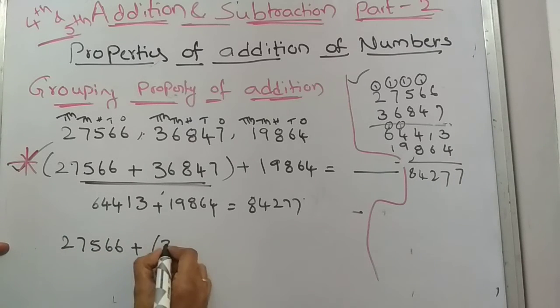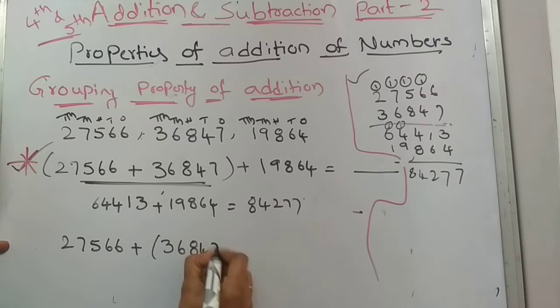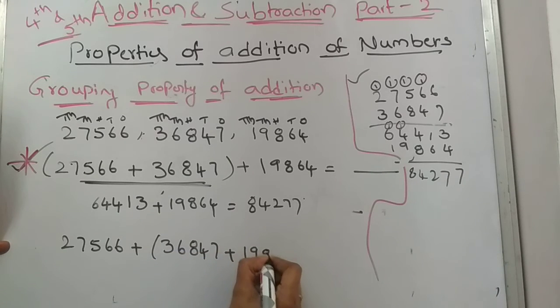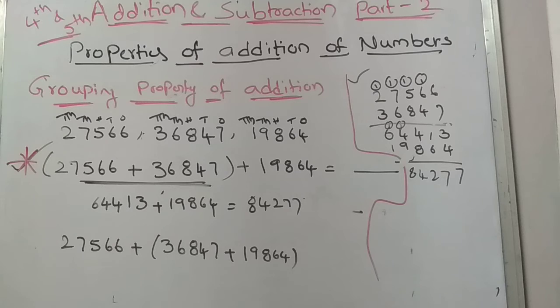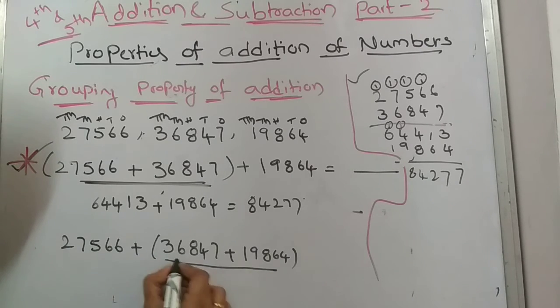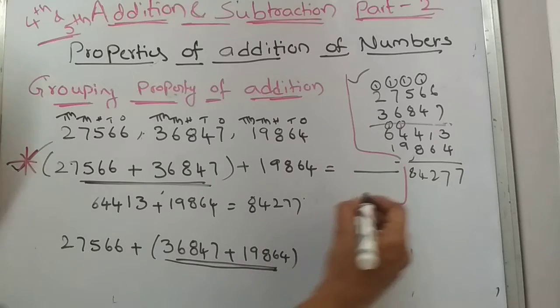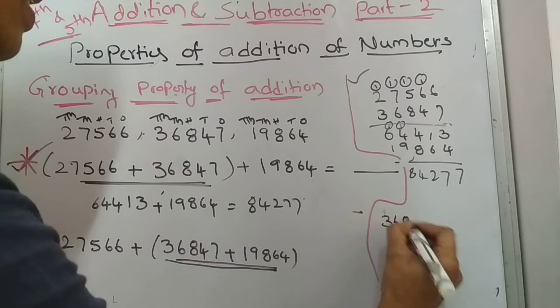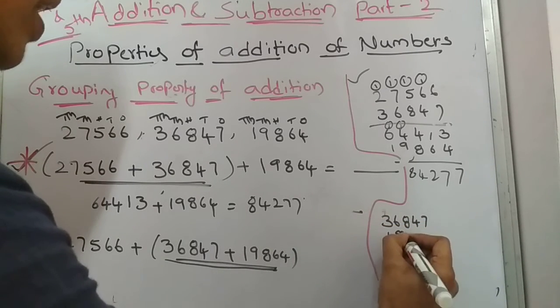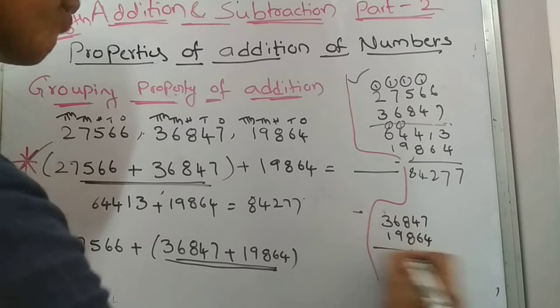Then 27566 plus 36847 plus 19864. What did I do here? The first number I wrote as it is. Then the second and third numbers I wrote within the brackets. First we should do the operation in the brackets, right? So first I am doing this one. What is the first number? 36847 plus 19864. What will we get?